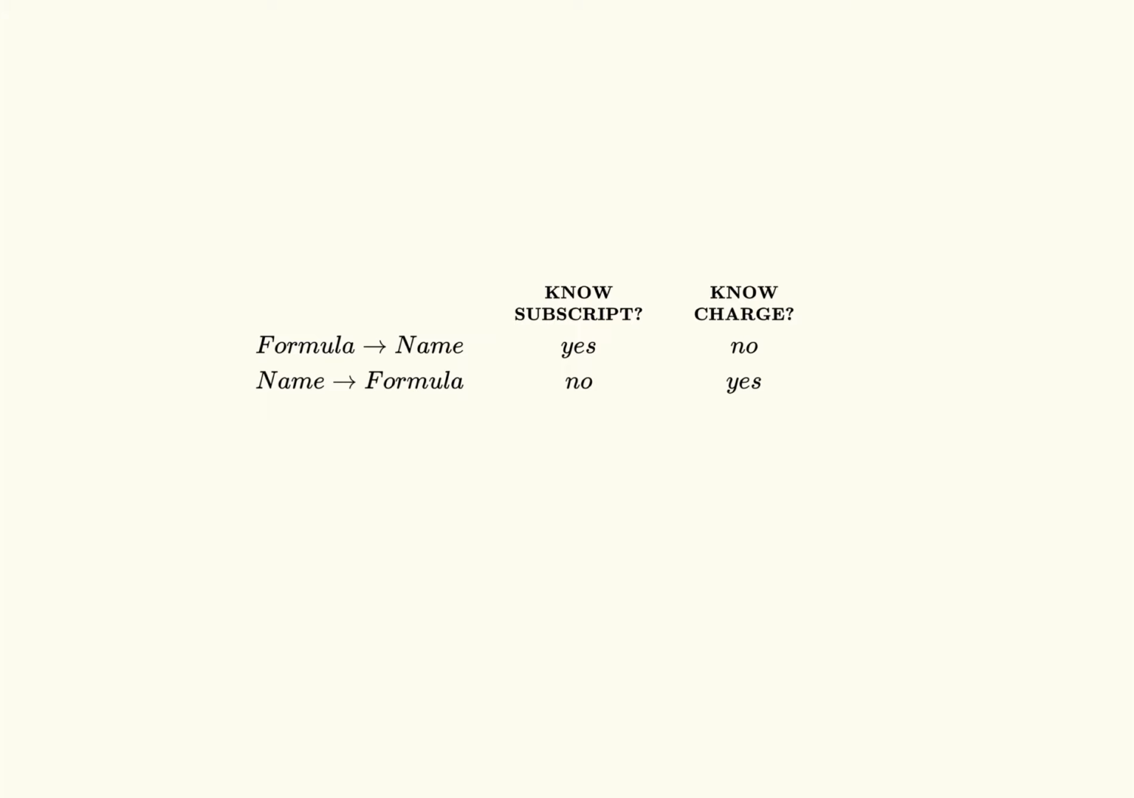Now here's a bit of guidance you're going to want to keep in mind. When you go from formula to name, you know the subscript because the subscript is in the formula by definition. What you don't know when you go from formula to name is the charge. And that's why with the first set of questions, you had to do that calculation to find the charge on the type 2 metal. On the other hand, when you go from name to formula, it gives you the charge. What it doesn't give you is the subscript.